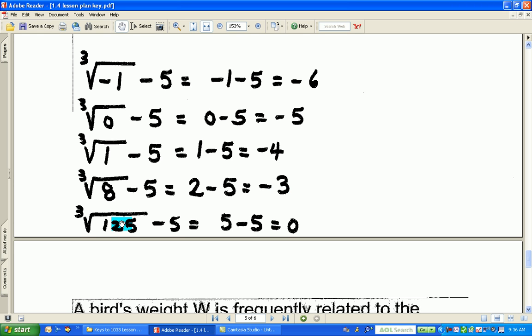And finally, when I plug in 125 for x, that's input, the cube root of 125 is 5, right? Because 5 times 5 times 5 is 125. 5 minus 5 is 0. So for an input of 125, the output is 0. So this is how you determine your outputs to that problem.